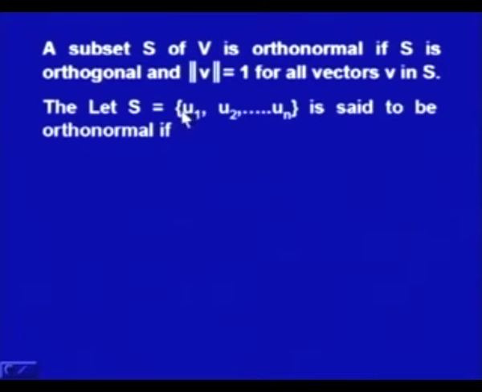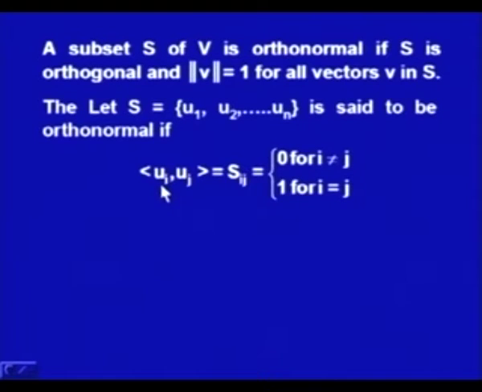The set S consisting of u1, u2, ..., un is said to be orthonormal if the inner product of ui and uj is equal to delta ij, which is 0 when i is not equal to j and 1 for i equal to j. So, this definition actually means this. For example, for u1 and u2, with i equal to 1 and j equal to 2, this is orthonormal if these two vectors are orthogonal. That means the inner product of u1 and u2 is equal to 0 when i is not equal to j. This should be true for all i and j when they are not equal.